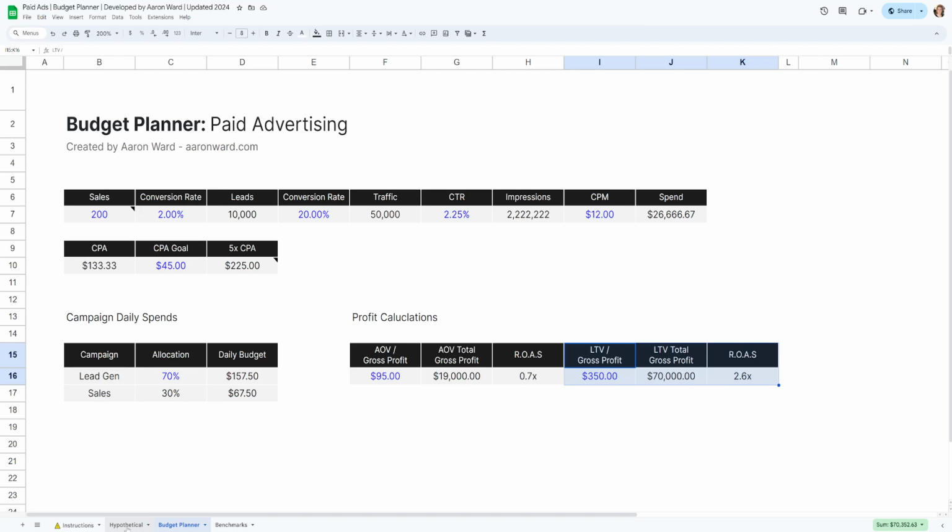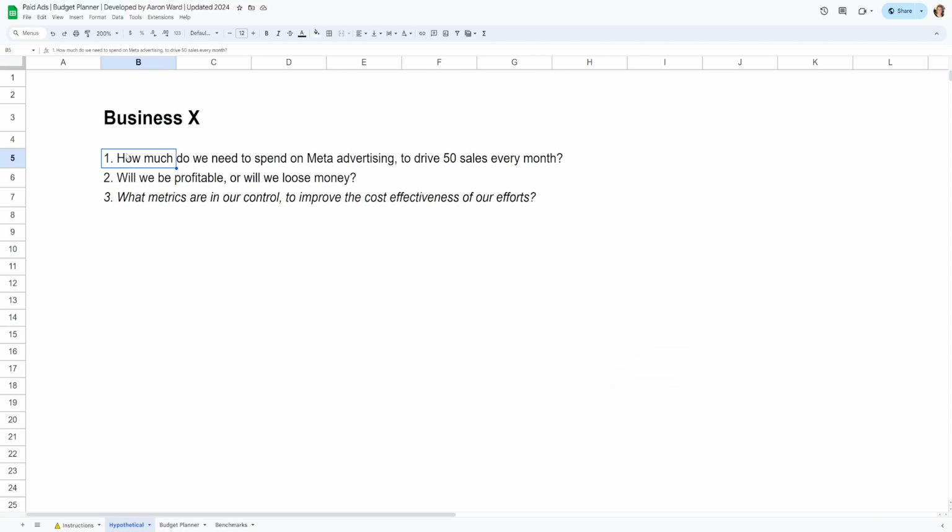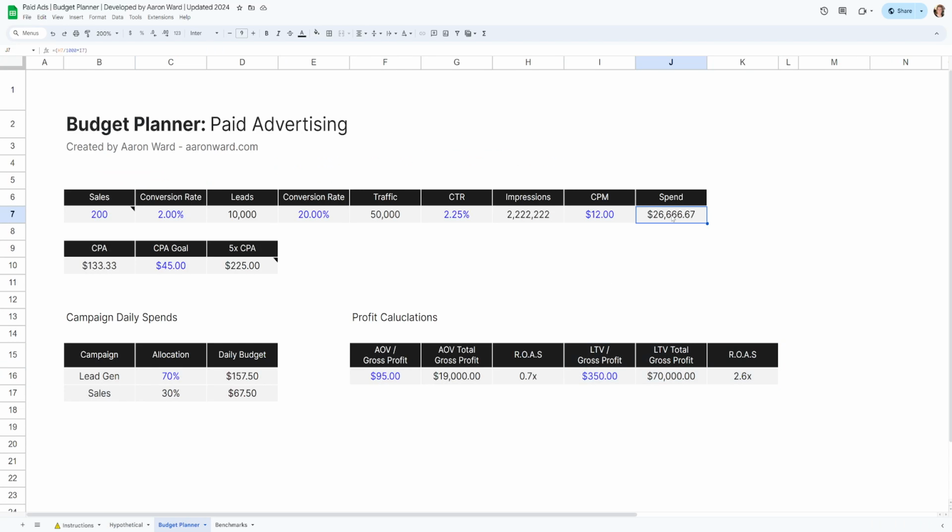So with our hypothetical, we can tell Business X, well, we're going to need to spend roughly $26,000 every month based on our metrics that we have in place. We can see that right here. I would realistically round this up and say, to be comfortable, let's spend $30,000 a month if we're proposing this to a client, just to make sure we have a bit of wiggle room to ensure we reach this actual target. Better to underpromise and overdeliver, of course.